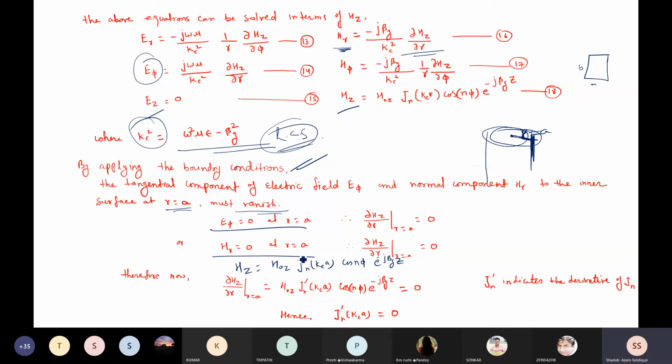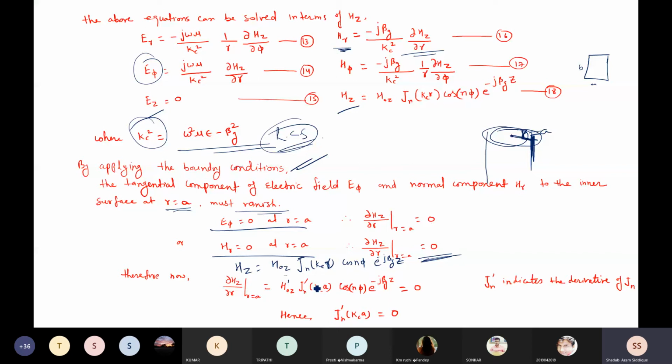So we can differentiate this one. We are differentiating with respect to r, so all other terms we take as constants. So this term will be differentiated, and this becomes Jn'(kc a). If you want, you can take H0z as H0z'. So this will become Jn'(kc a), and that should be equated with 0, because at r equal to a we have substituted. So that means this term should be equal to 0.